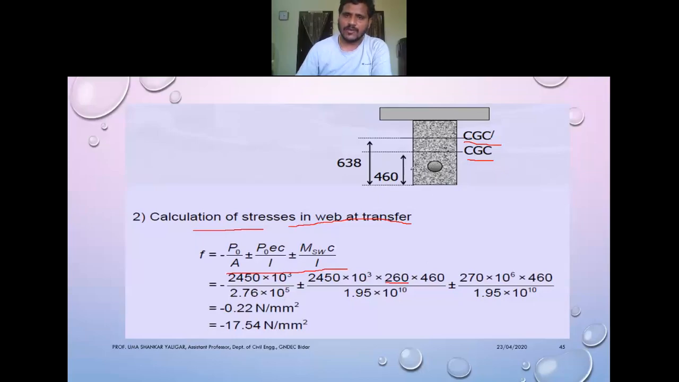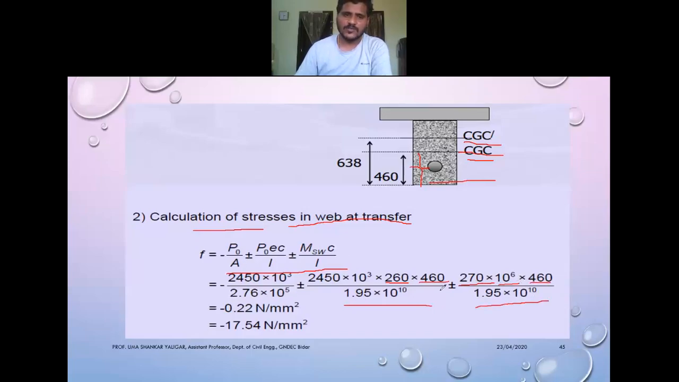Because from the bottom to here it is 200. If this is 200, then this will be 460 minus 200, which is 260. This is 260, and this 460 is C, the distance from the CGC to the extreme fiber, from here to here. And here this is the I value for the web portion. Similarly the moment due to self weight is given, but I am converting into Newton mm, 10 raised to 6. C is 460, I is this one.